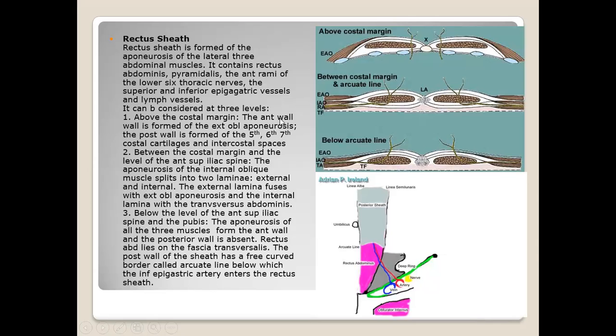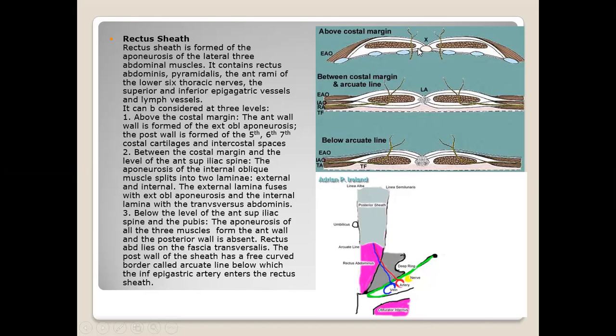So above the costal margin, the anterior wall is formed by the external oblique muscle aponeurosis. The posterior wall is formed by the 5th, 6th, and 7th costal cartilages and intercostal spaces. So if you see anteriorly, we have the external oblique, EOM meaning external oblique muscle, running all the way in front of the rectus abdominis muscle. Below, if you see deep inside, we can see the 5th, 6th, and 7th costal cartilages as well as the intercostal space. Okay, so this will be the posterior wall. This is the anterior wall, and this will be the posterior wall.